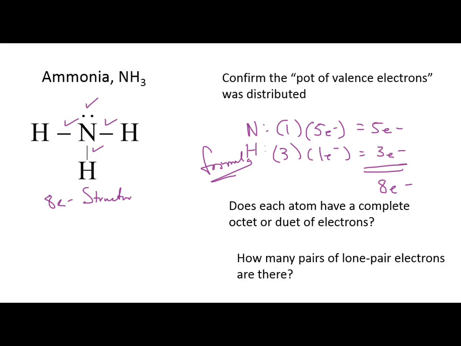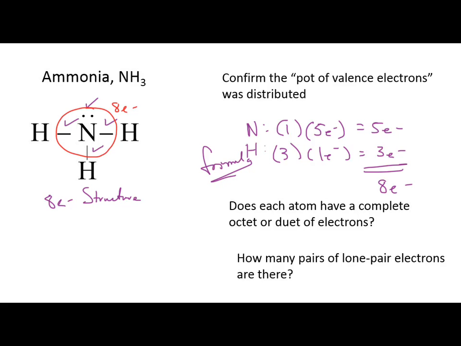Structure. Does each atom have a complete octet or duet? So here's where you take nitrogen and draw a circle around nitrogen. Well, you don't have to, in your mind or on the paper if you want. But as I draw a circle around nitrogen, notice that it actually has 2, 4, 6, 8. It does have 8 electrons. So I see 8 electrons around nitrogen.